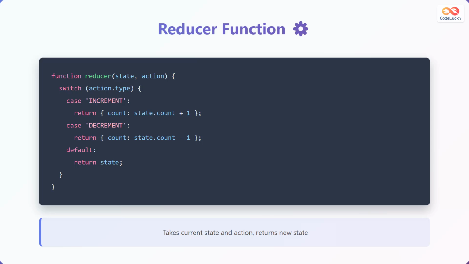Now let's dive deeper into the reducer function. This function is at the heart of useReducer. It takes two arguments, the current state and an action. Based on the action type, it determines how the state should be updated and returns the new state. The reducer function takes the current state and action, then returns the new state.